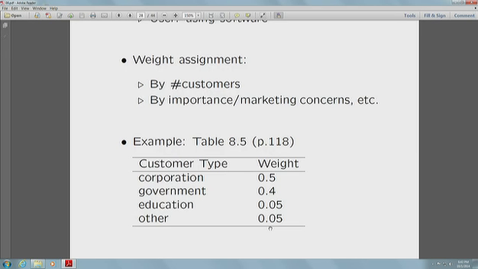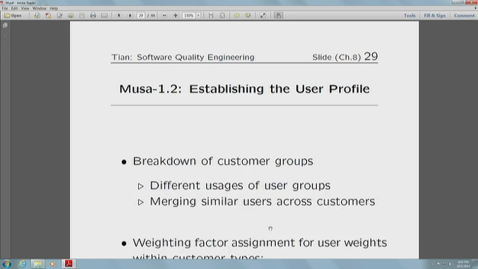Then the next step is that we identify within each of those customers what the different users are, and then we come up with a user profile. This first step to the second step is one of the critical steps, because the second step to the third step to the fourth step follow the same mechanism. So let's work out this one carefully. The second step is establishing the user profile. We break down the customer groups into the different usage of the user groups.